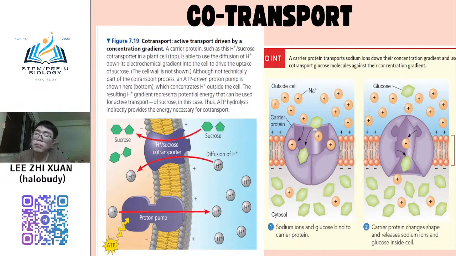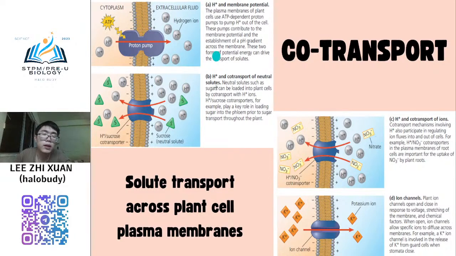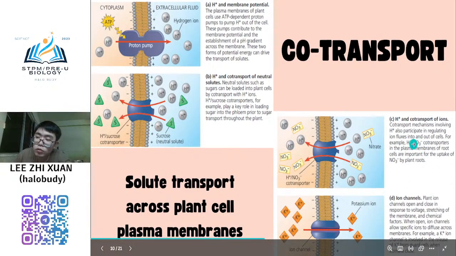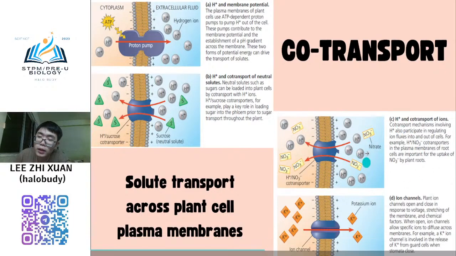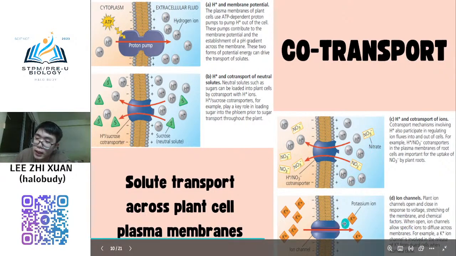Okay, so that is what co-transport. So this one is the same. This is the plant's sucrose and hydrogen ion. This one is also the same. This one uses nitrate ion and hydrogen ion to balance. This one uses potassium ion. So this one is definitely co-transport.